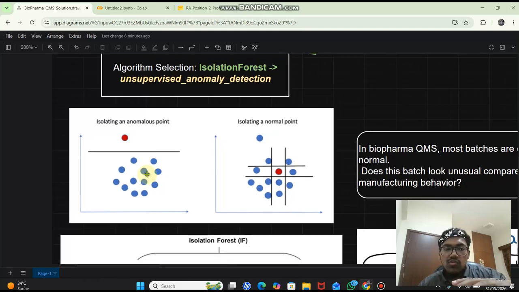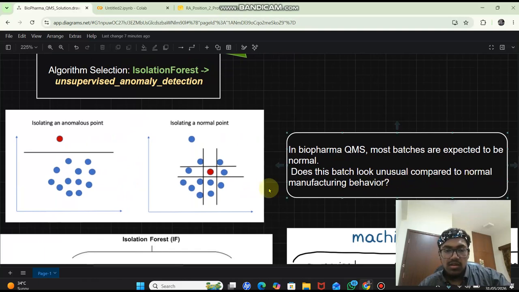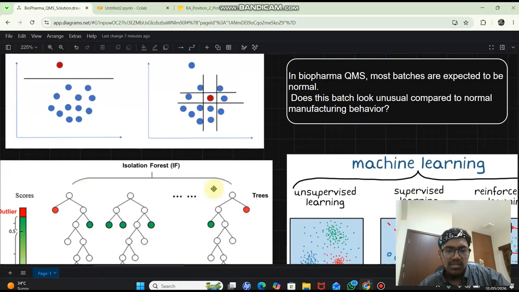Now, when it comes to the raw data sets, so most batches are expected to be normal, right? And the question we're going to ask is, does this batch look unusual compared to normal manufacturing behavior? So as you can see over here, most data sets are here and the outlier is over here. So it's easier to separate this outlier because it is further away from the cluster. It is much harder to separate something that's within the cluster.